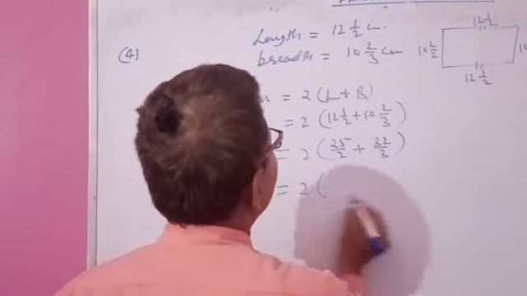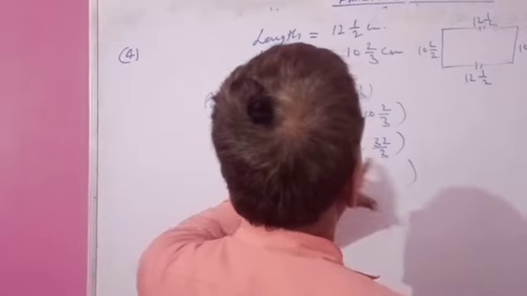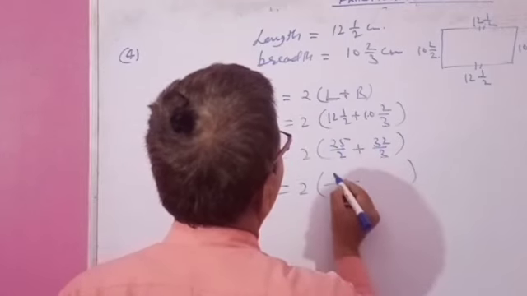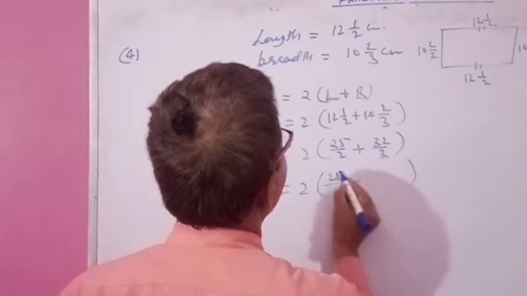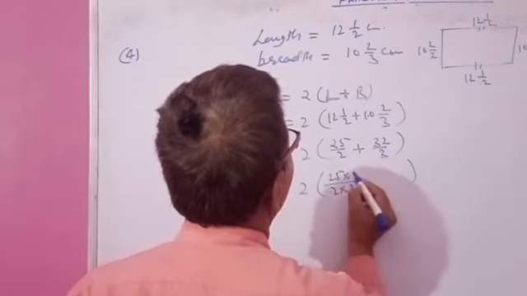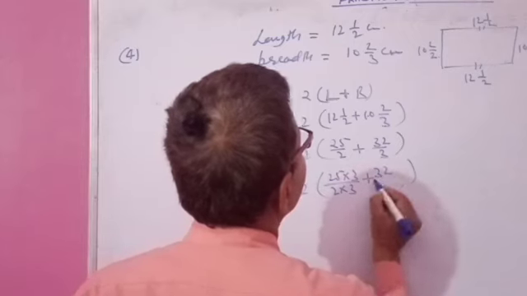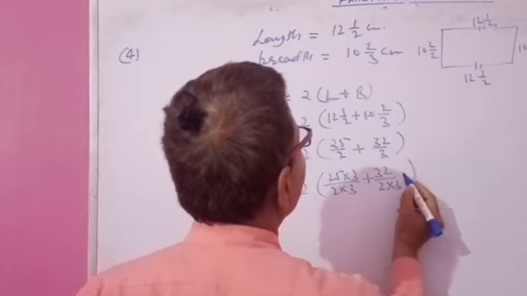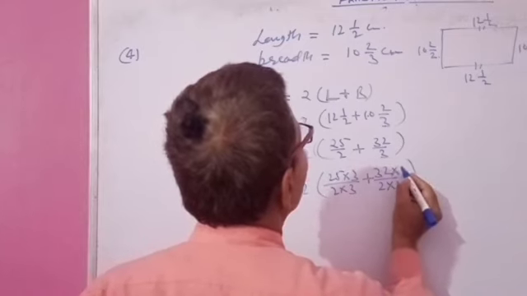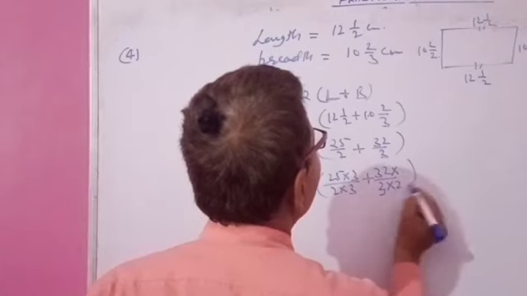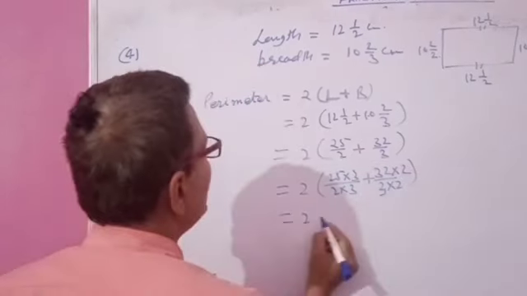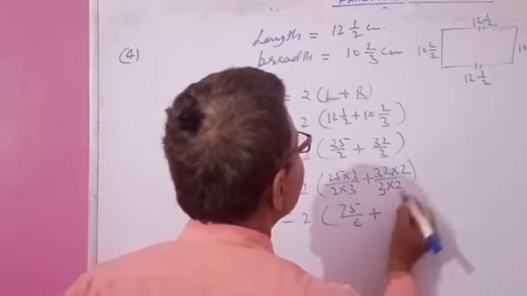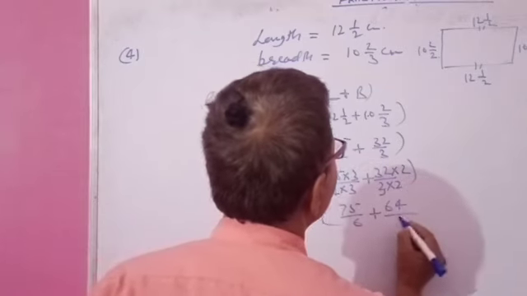Now you will change to equivalent fractions. The LCM of 2 and 3 is 6. Now you will change 25 upon 2 into an equivalent fraction having denominator 6. You will multiply numerator and denominator by 3. This 32 upon 3 you will change into an equivalent fraction having denominator 6. You will multiply by 2 on both sides. Now 25 times 3 is 75 upon 6 plus 64 upon 6.